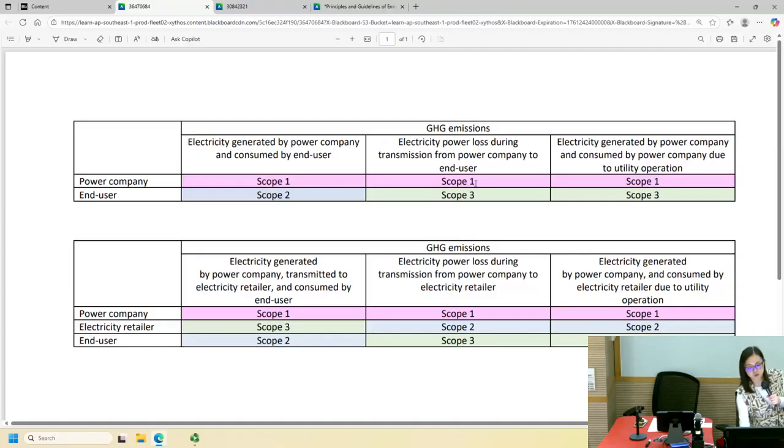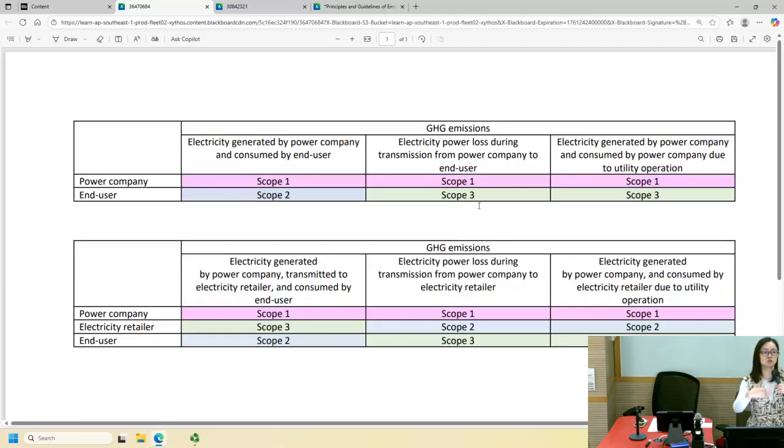So for these, there would also be some emissions. Some power loss along the transmission line, and because of this transmission loss, some carbon dioxide or some greenhouse gases may be emitted. These emissions are still within the power company. These are all due to the electricity generated within the power company. It's just that some of the electricity is being lost along the way of transmission. So these emissions will still be under scope 1 for reporting by the power company.